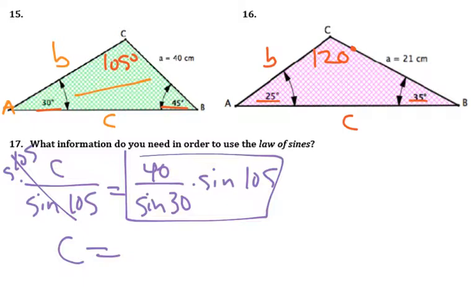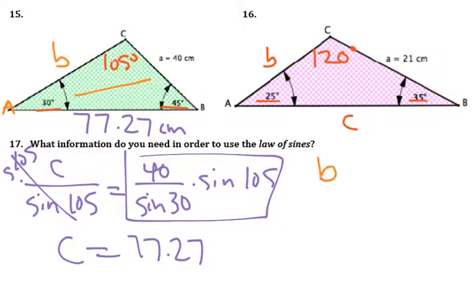Sine of 105 times 40 divided by the sine of 30. And that gives me for C 77.27, which it's the hypotenuse, it's the longer side looking, so that makes sense. Guess that would be centimeters, right?